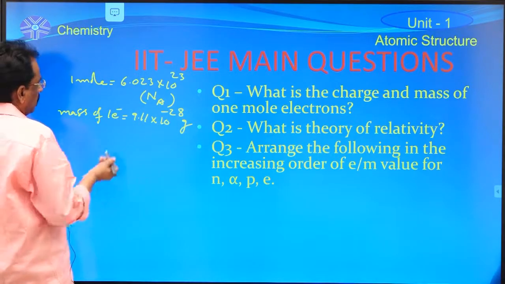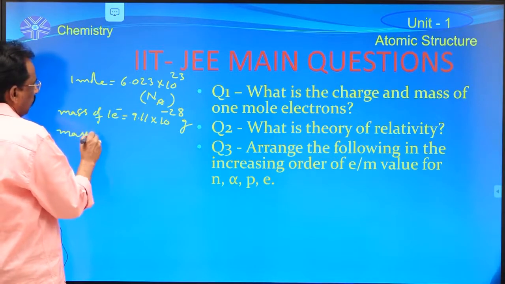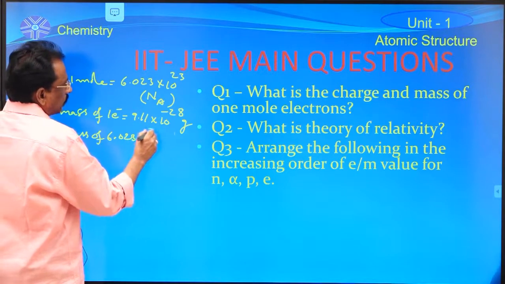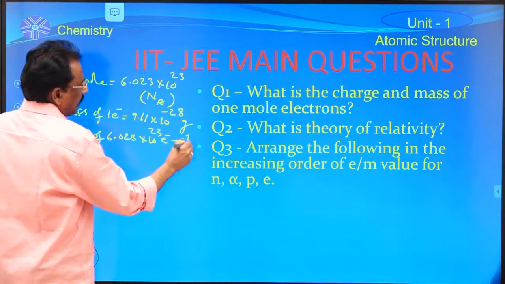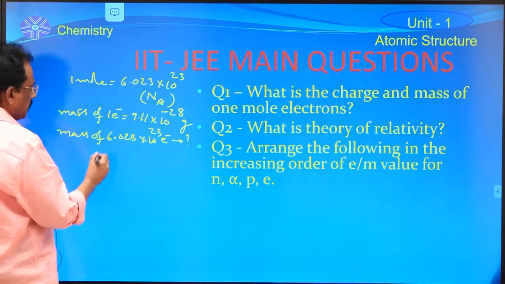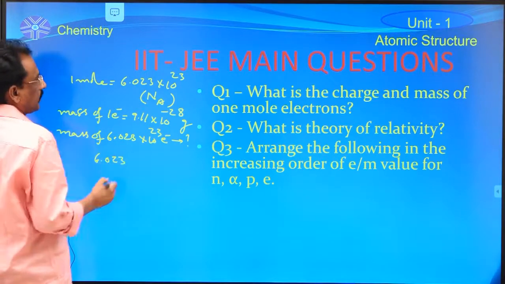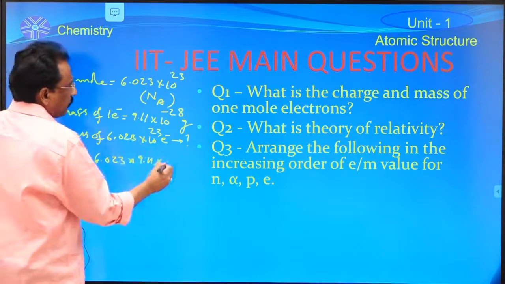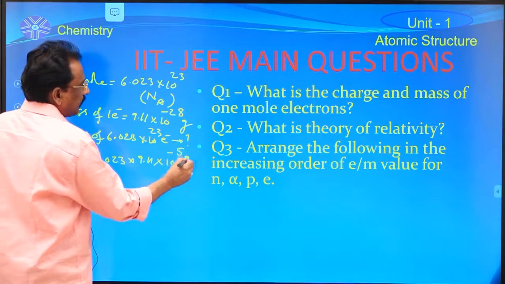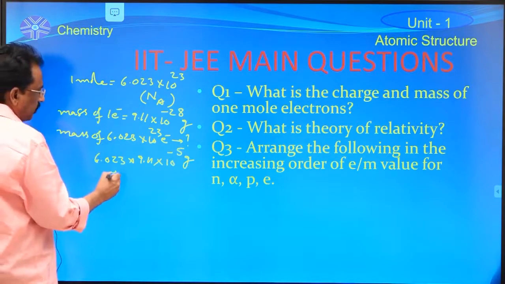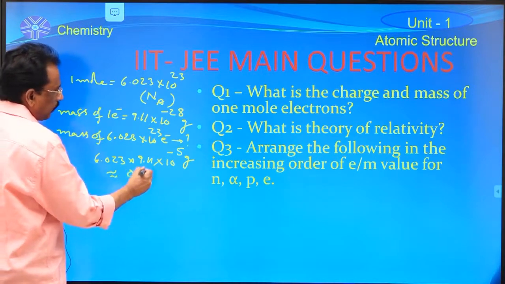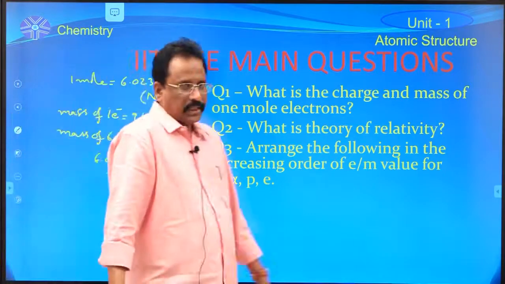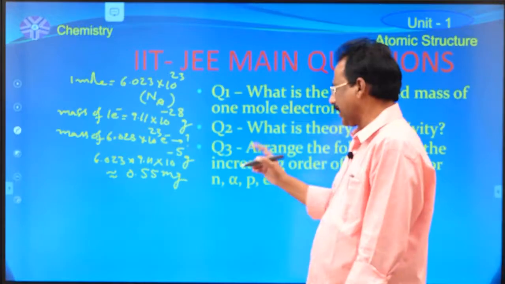Now find out the mass of 6.023 into 10 power 23 electrons. Now the answer is 6.023 into 9.11 into 10 power minus 5 grams, which is approximately equal to 0.55 milligrams. So 1000 milligrams is equal to 1 gram.